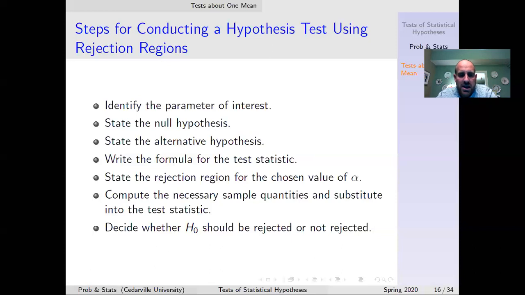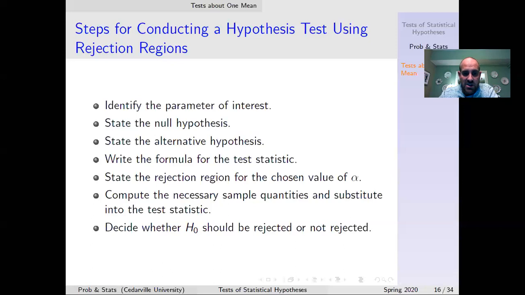Compute the necessary sample quantities, like X bar, for instance, and substitute that into the test statistic. Maybe the test statistic will be something like X bar minus mu over sigma divided by square root of n. You simply substitute in what X bar is, or maybe instead of sigma it's S. Maybe you compute X bar and S and plug it into that test statistic and see what kind of information you get, whether you land in the rejection region or not.